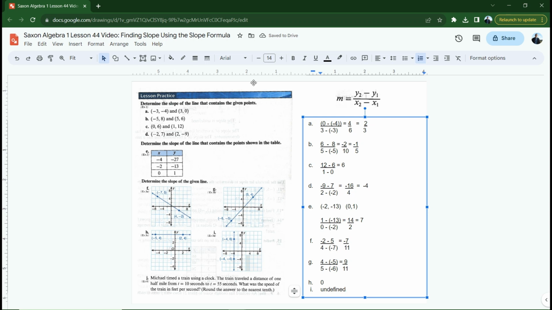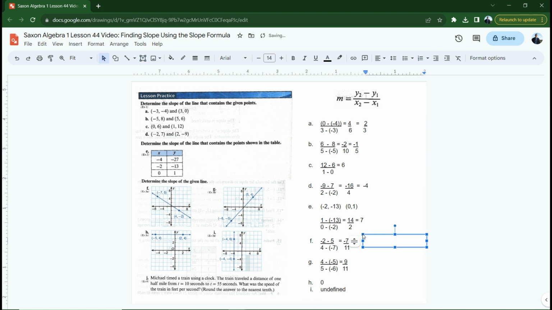Finally on to letter J. We made it to the last problem of the day. Michael timed a train using a clock. The train traveled a distance of 1/2 mile from t equals 10 seconds to t equals 55 seconds. What was the speed of the train in feet per second?